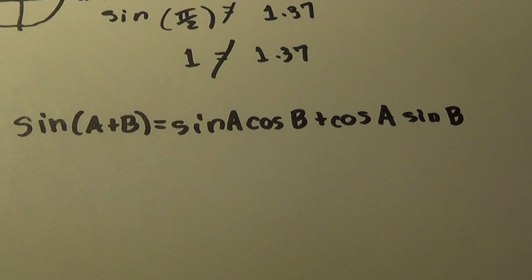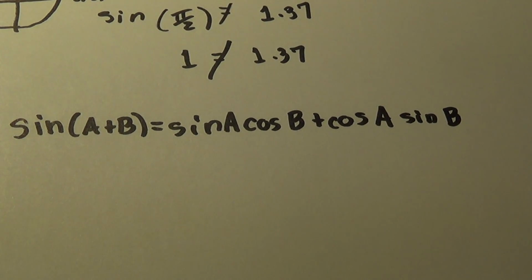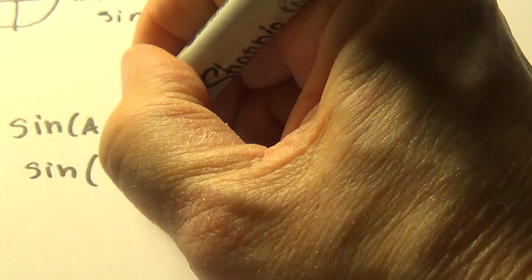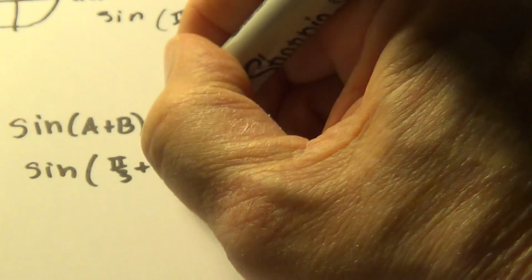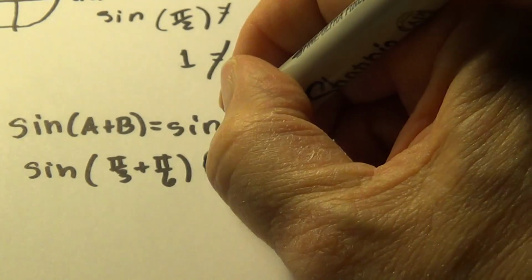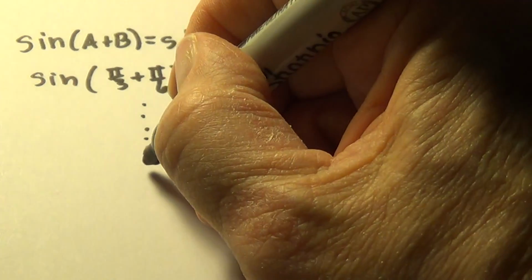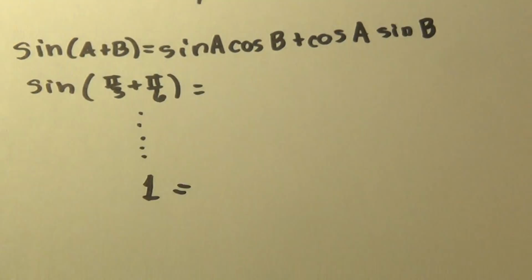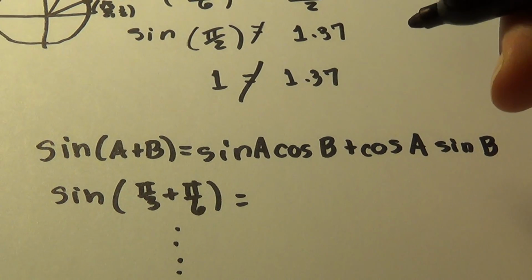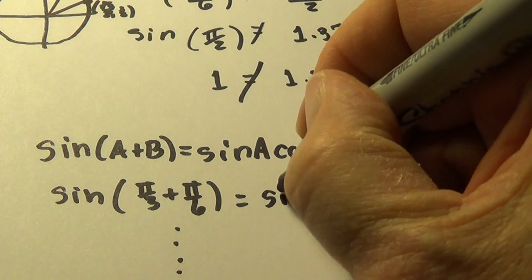Is that your conjecture as well? Alright, let's try this one. We'll do it again. Sine of pi over 3 plus pi over 6. And we already did that one, and we knew it came down to a 1 on the left. So now let's see if it works out better for us this time.